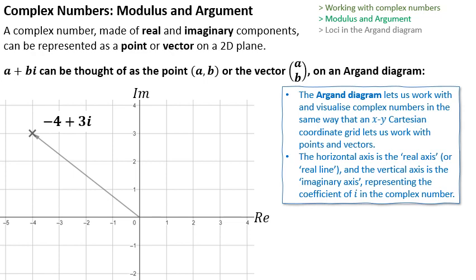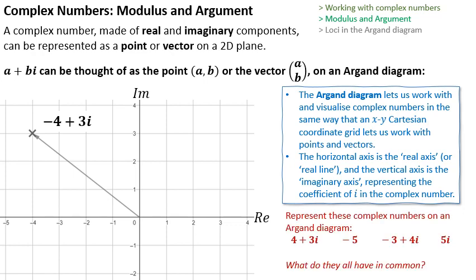Now this particular number can be represented in a couple of different ways. The most sensible way that you've come across so far, the logical starting point, is to think of it in terms of its real part and its imaginary part. But there is another way to look at it. To get a sense of what I'm approaching, have a go on a diagram that looks like this one. See if you can represent the following 4 complex numbers on the same Argand diagram. 4 plus 3i, -5, -3 plus 4i, and 5i.